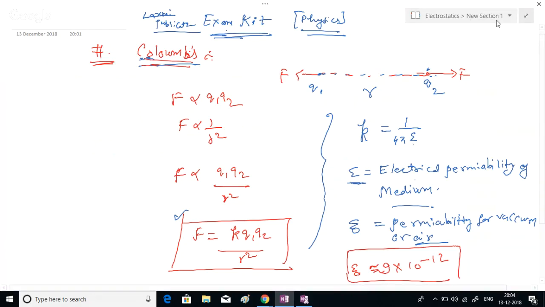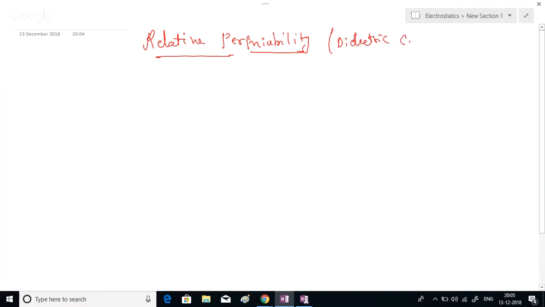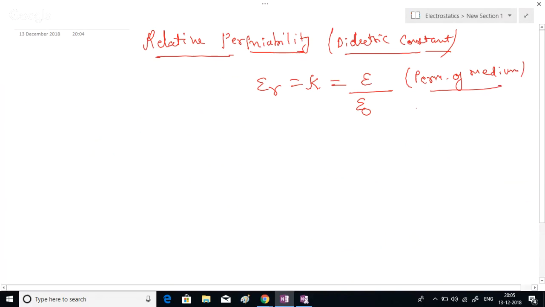One more term we will define is the relative permeability, or we can say the dielectric constant. Relative permeability, or dielectric constant, is epsilon r, which can also be represented by k. It is equal to the permeability of the medium upon the permeability of free space or vacuum. So this is how we define it.